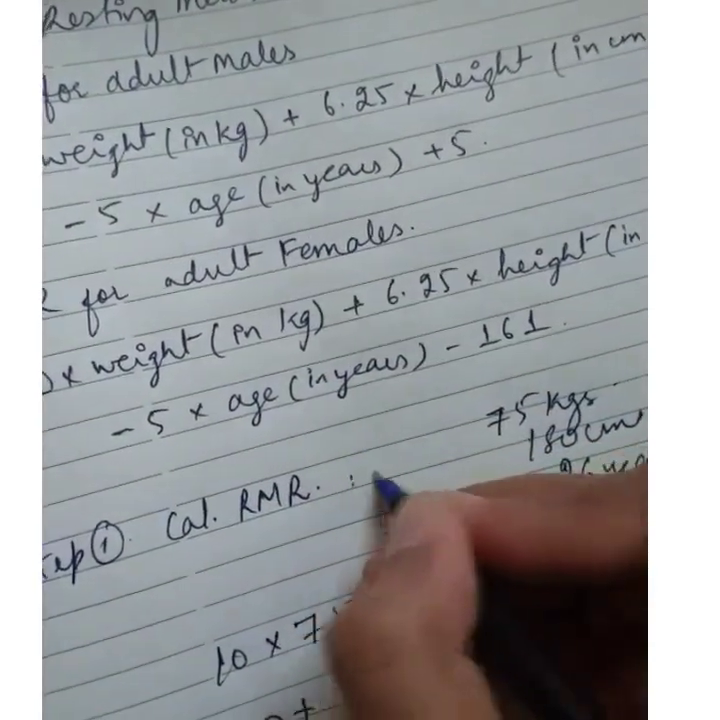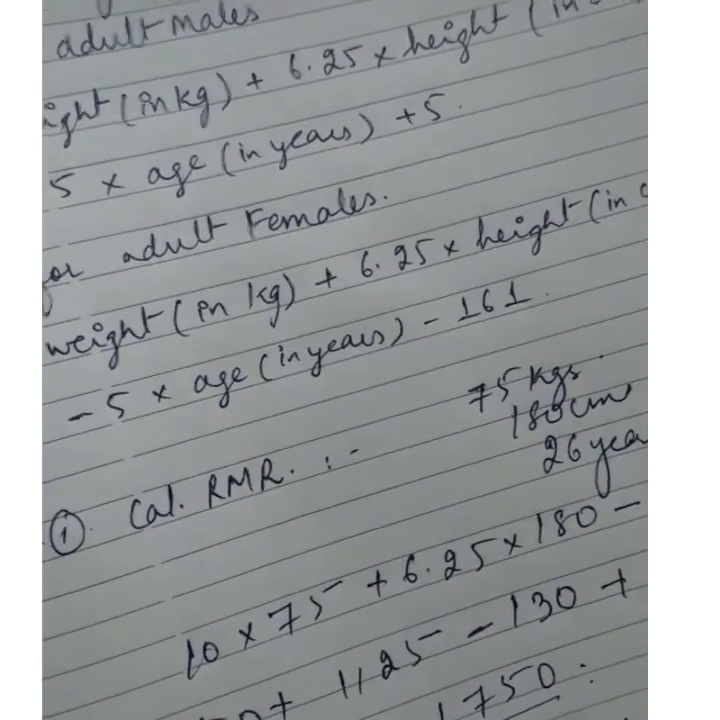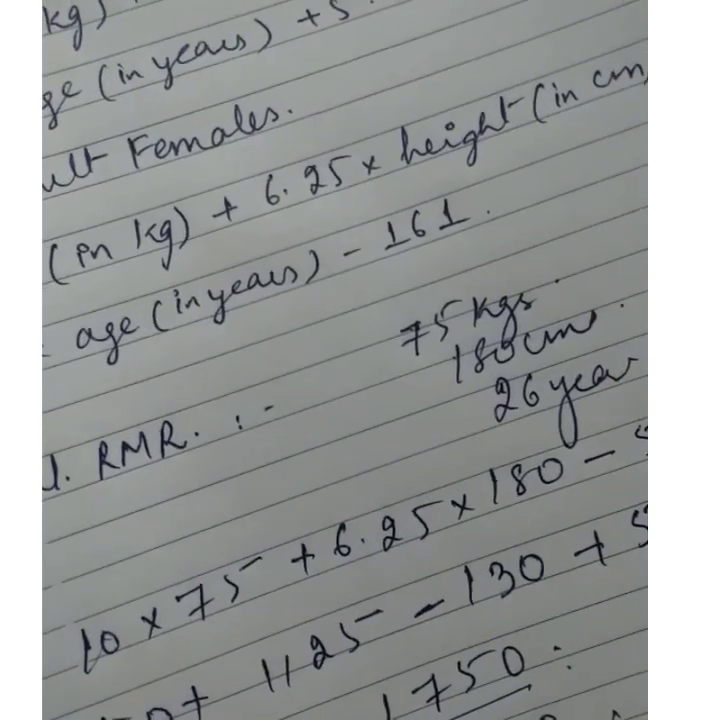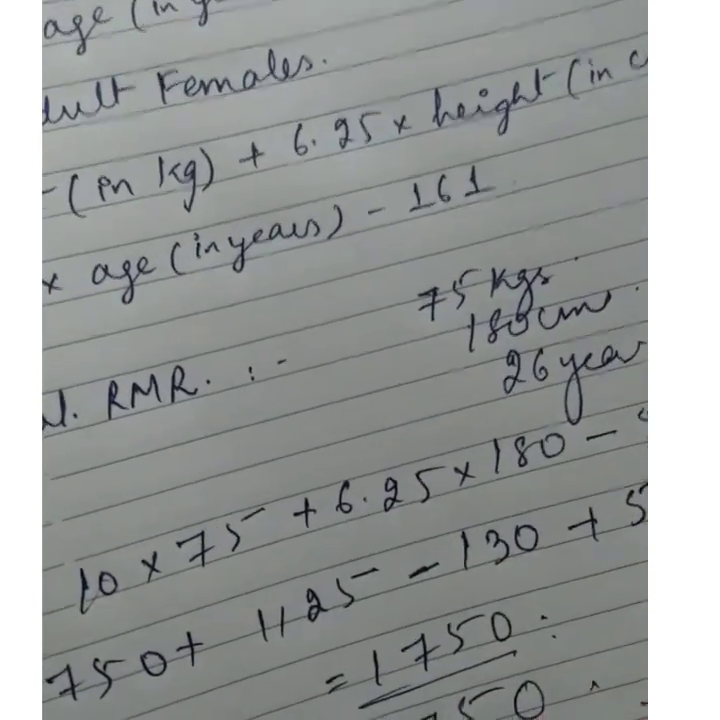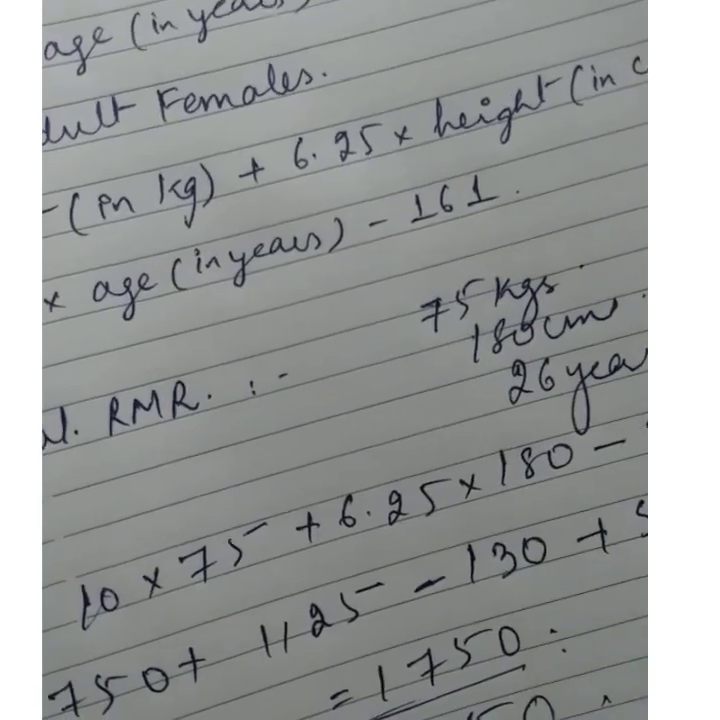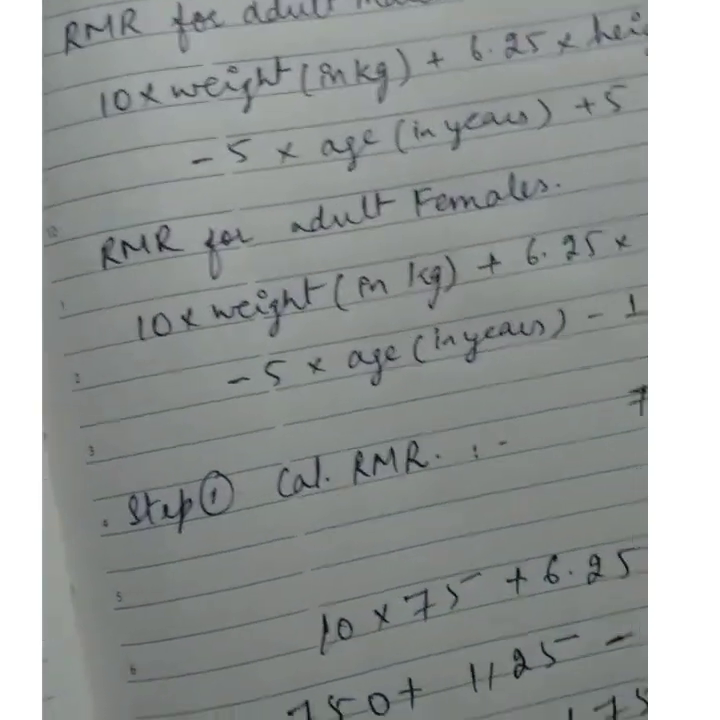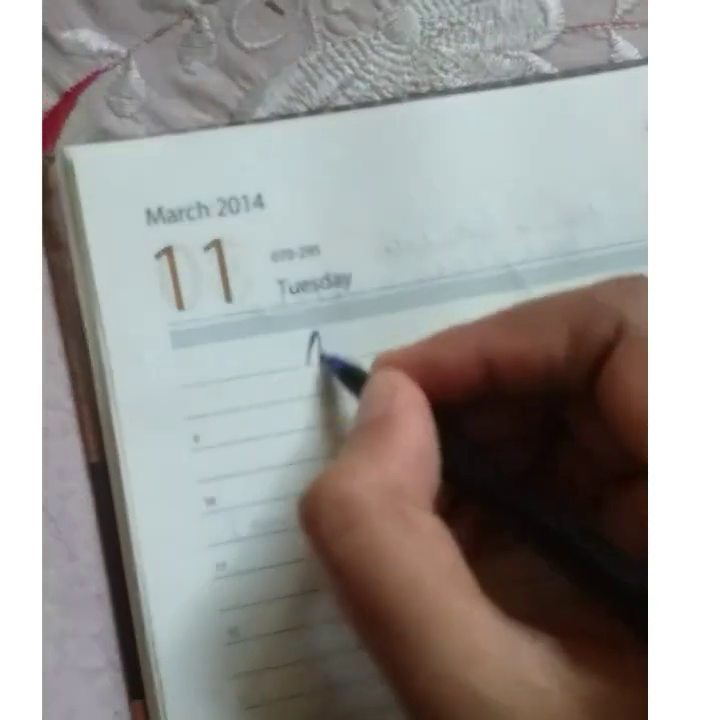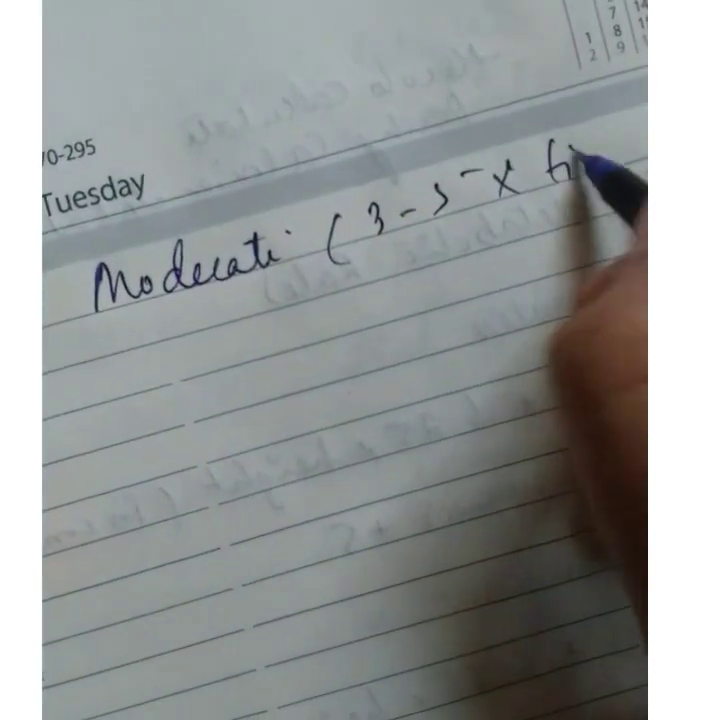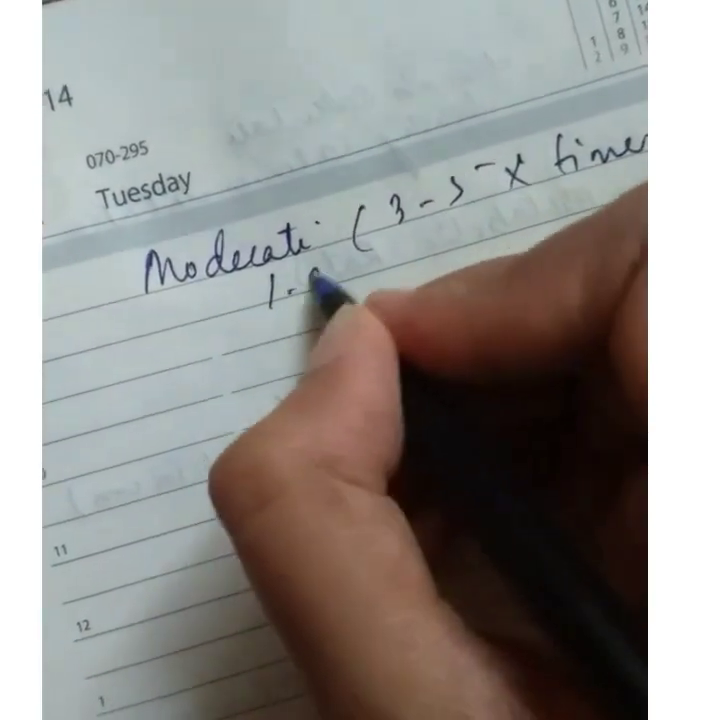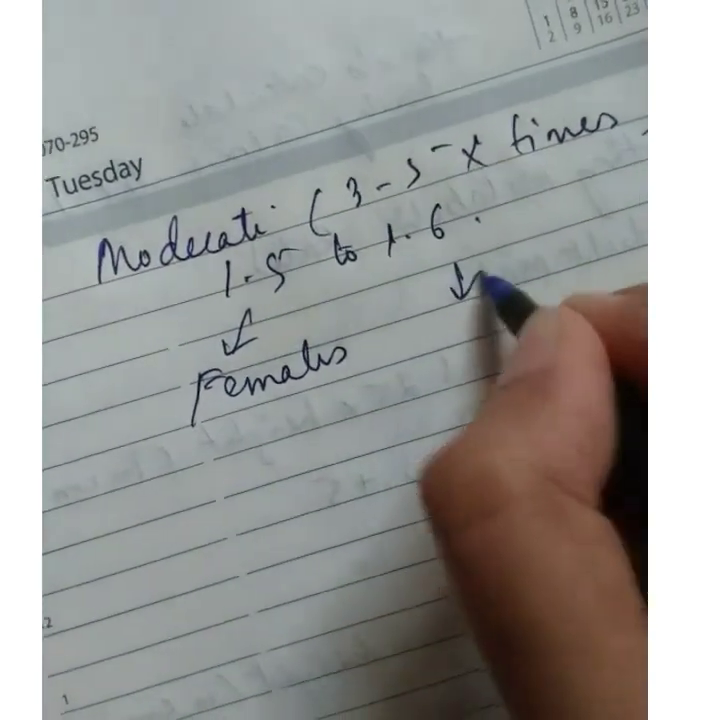Okay, what we got is the RMR of 1750. Sorry, it is the number of calories that the body is burning when the person is at rest. Okay, now we got the RMR. We need to multiply this RMR by the activity of the person. The activity is like, for normal people who are moderately active, for example, they exercise 3 to 4 times a week, it is taken as 1.5 to 1.6. It is for females and for males.